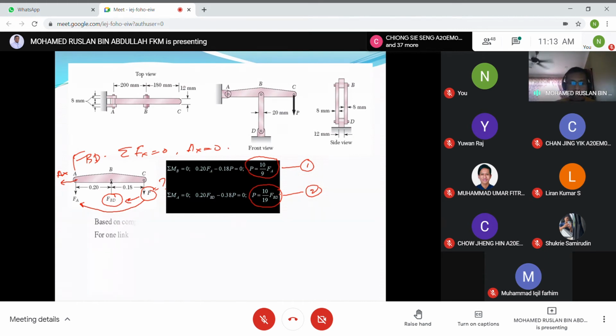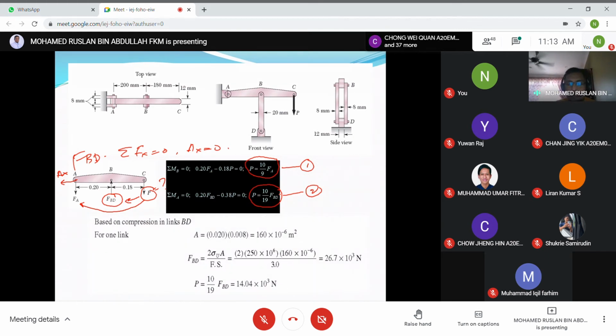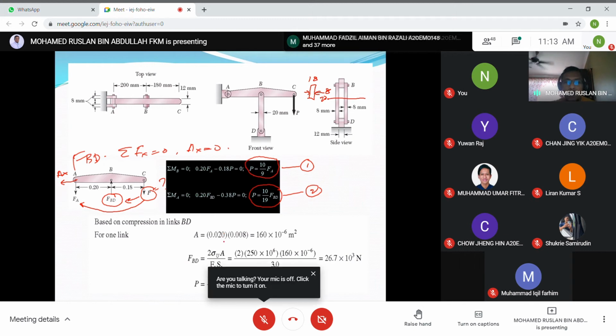From that, we can apply the Fs. Okay, so this is the area for the link BD. If you cut it here, the cross section is 20 by 8. Sorry, it's not 8 here, this is 20, and this one is 8. So the area equals 0.02 multiplied by 0.08. This is the cross-sectional area for the link.